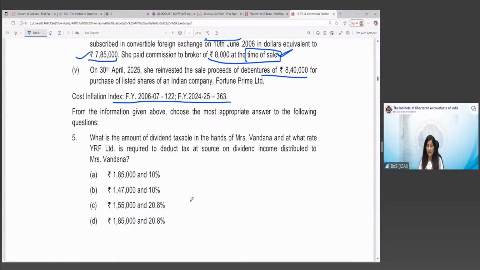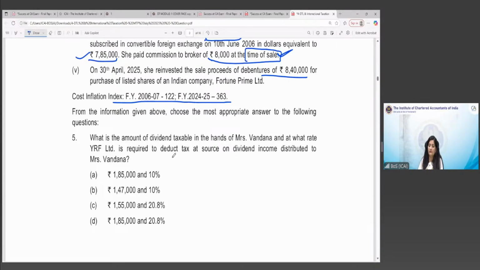They are asking you what is the amount of dividend taxable in the hands of Mrs. Vandana, and at what rate RF Limited is required to deduct tax at source on dividend income distributed to Mrs. Vandana. Here they are asking how much amount will be taxable in her hands, and at what rate TDS would be deducted. You just tell me. There are 4 options given.